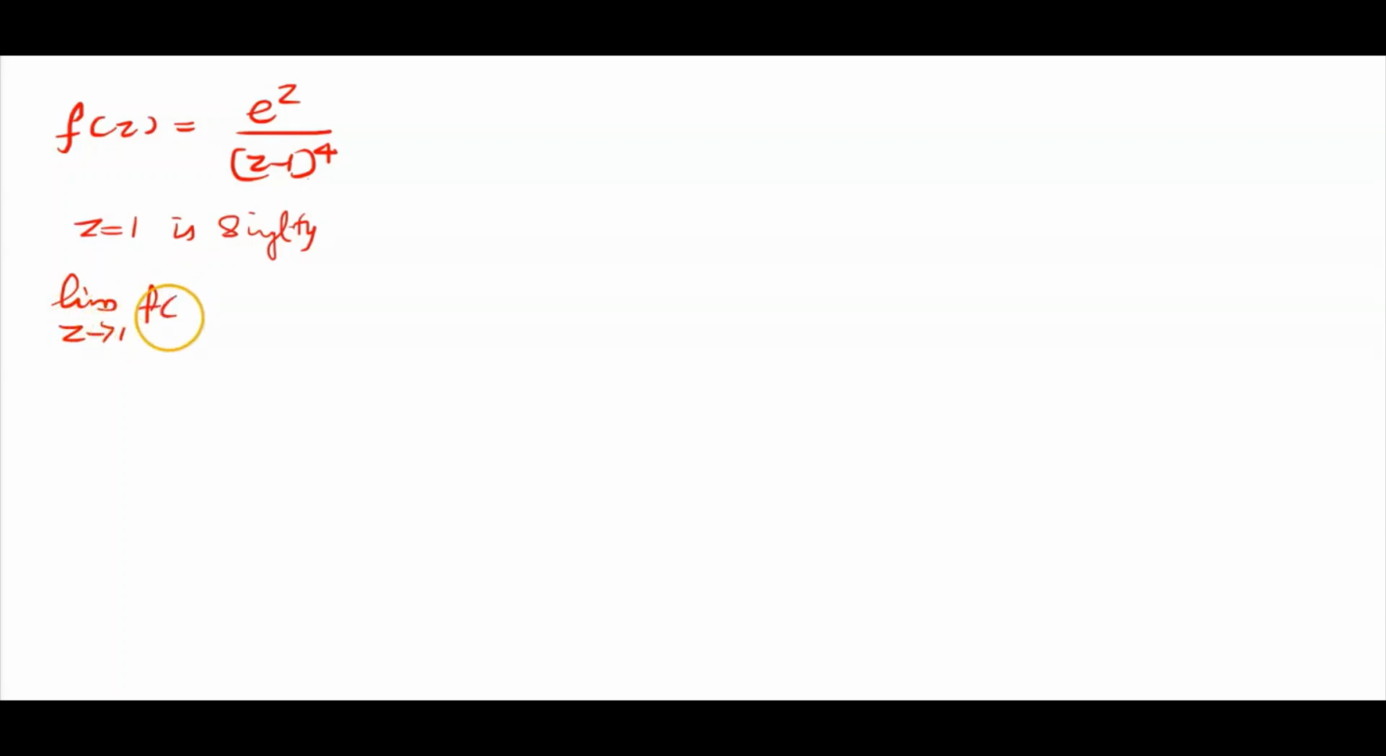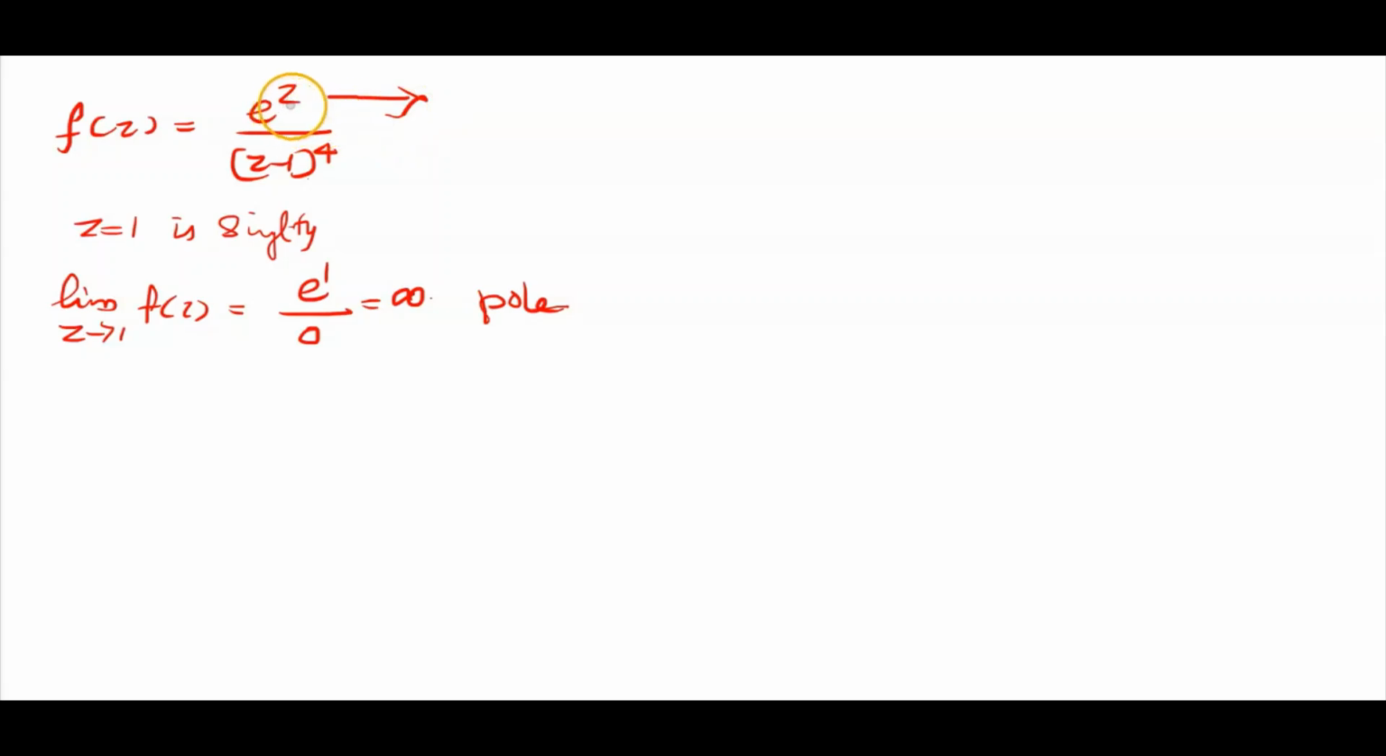Next function, f of z is equal to e raised to z divided by (z minus 1) all power 4. Clearly z is equal to 1 is a singularity. If we find the limit as z tends to 1, f of z is equal to e raised to 1 divided by the denominator, which is 0. So this is infinity, so this is a pole. z is equal to 1 is a pole. And how to find the order?